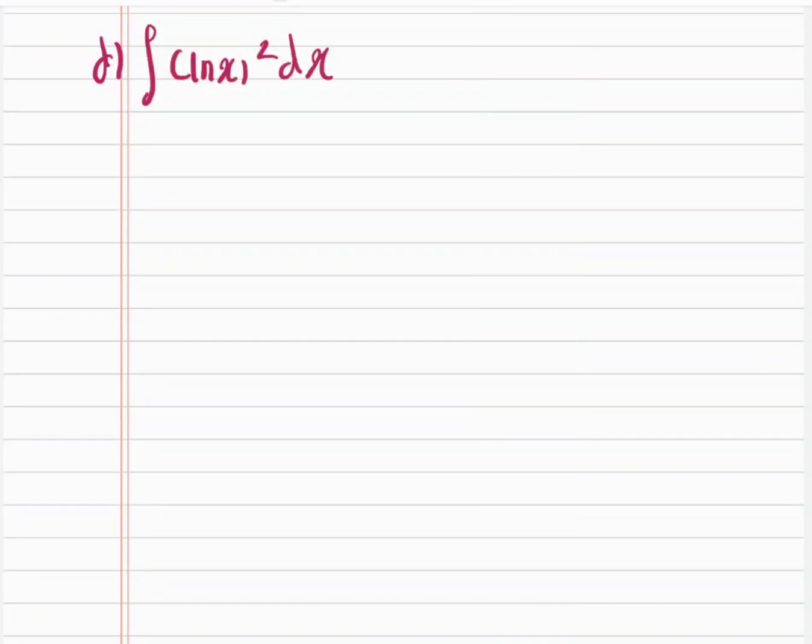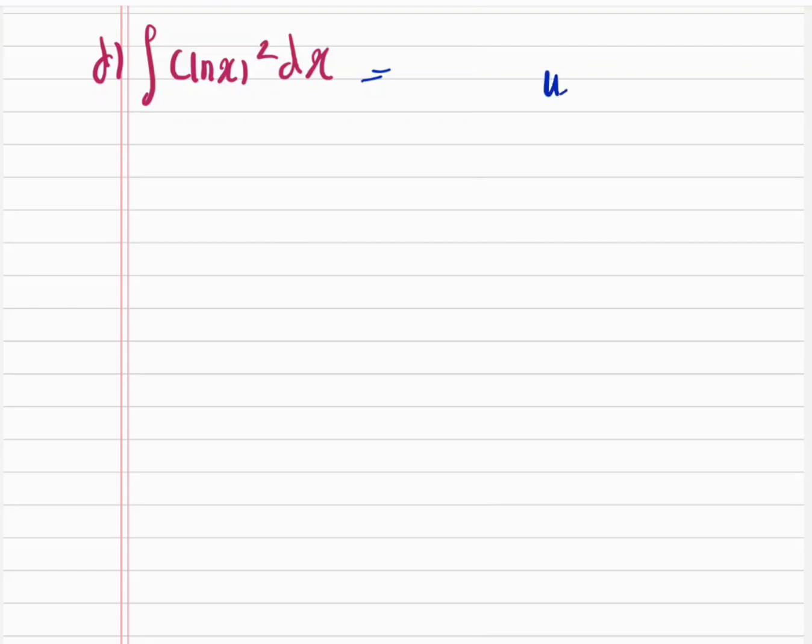Hi everyone, this video is on exercise 11, question 2D. So we want to integrate (ln x) squared. Now here, we need to use a very interesting trick, because obviously we can solve this by integration by parts, but the first choice might be to use substitution.